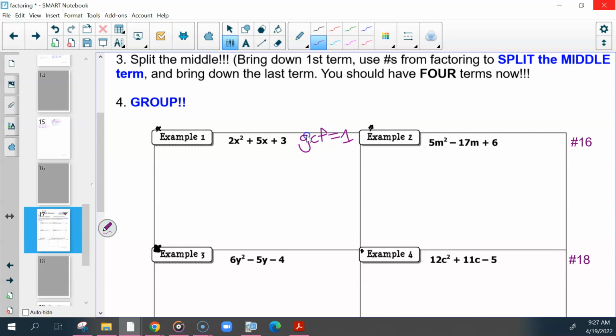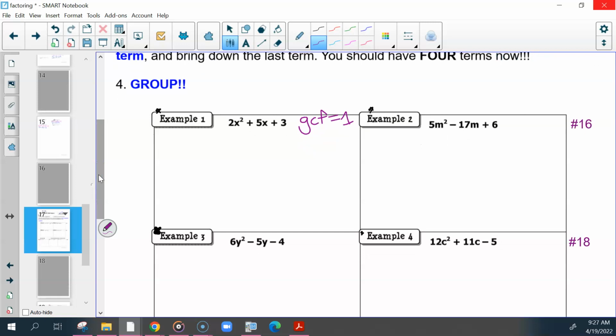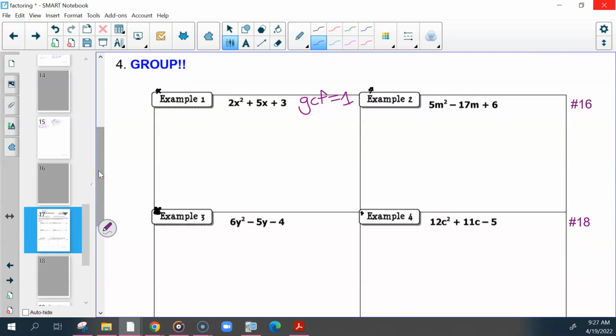So for this, the GCF is 1, but that wouldn't change anything. But it is good practice to know what the GCF still is. It's 1, but it doesn't change anything. You don't write it though. We are going to write it, to solve it.